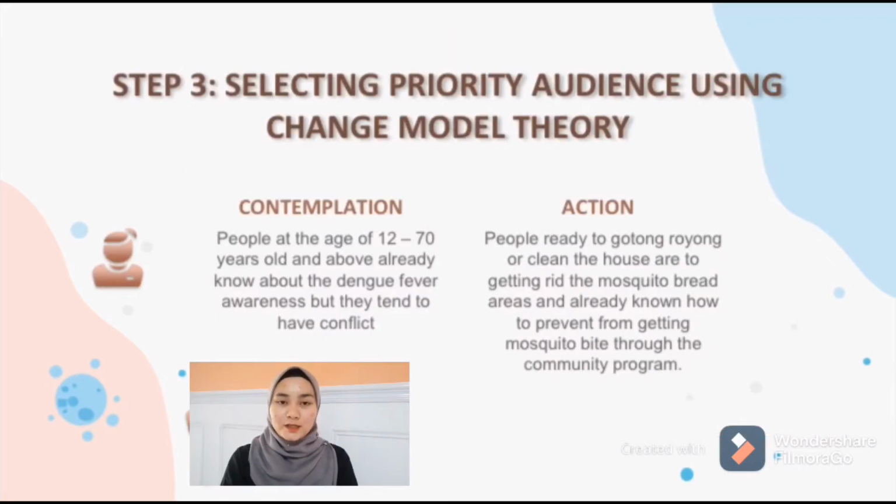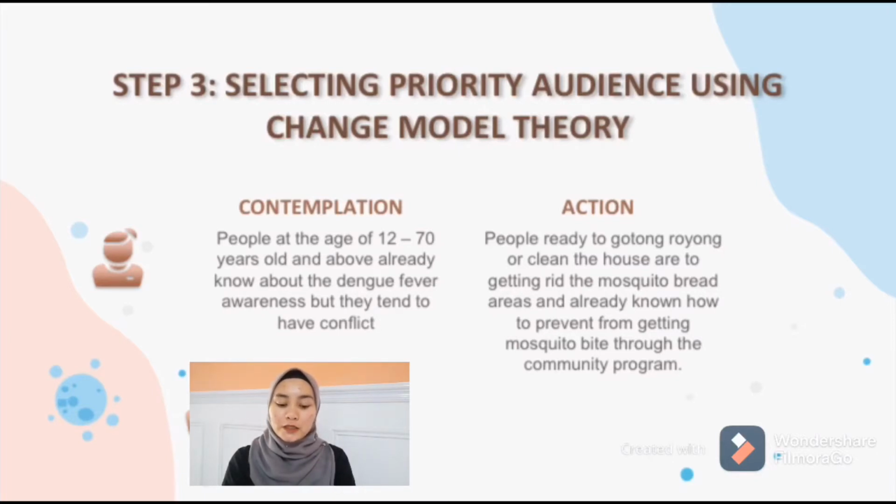Step 3 is selecting the priority audience. In this campaign, our main focus of the audience is the public, especially adults and children. Children and adults at the age of 12 to 30 years old easily get dengue fever. In this step, we use the chain model theory to identify our priority audience, which are the contemplation and action stages.